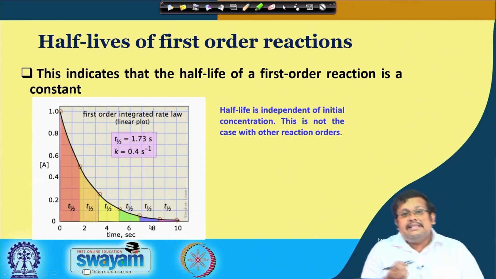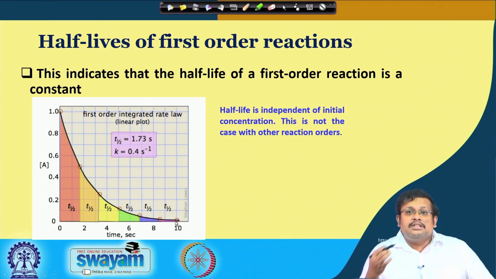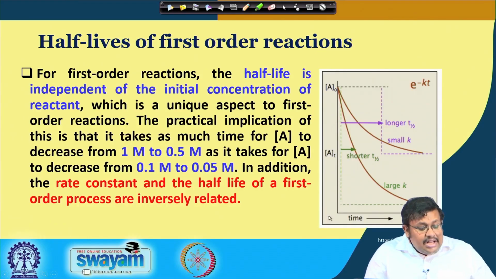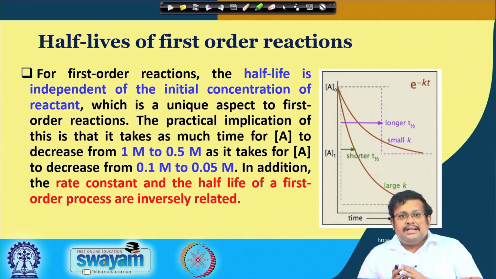So, half life is basically independent of initial concentration, and however, this is not the case for the other reaction orders. For example, in case of second order, it depends on something else. So, in case of first order reaction, the T half or the half life is independent. Now, for first order reaction the half life is independent of the initial concentration, just as we have seen, which is a unique aspect of first order reaction. So, only in the first order reaction you will see the half life is independent of initial concentration.